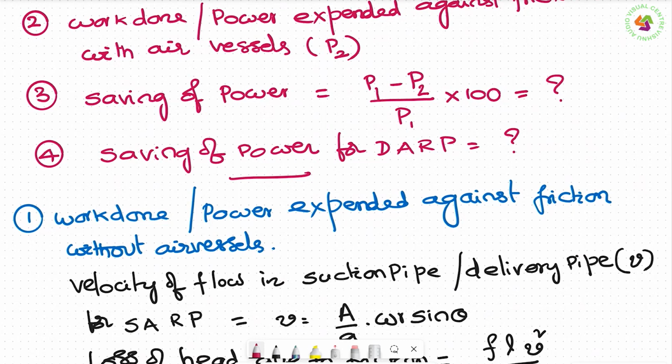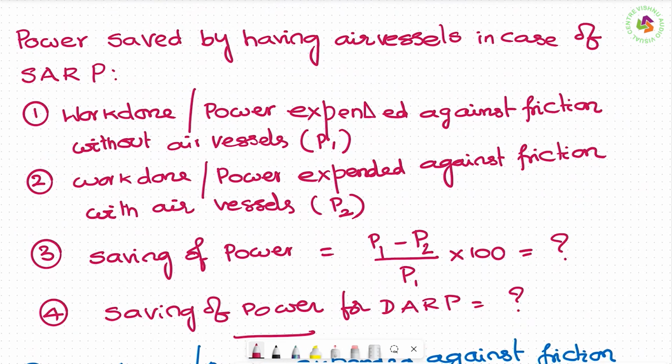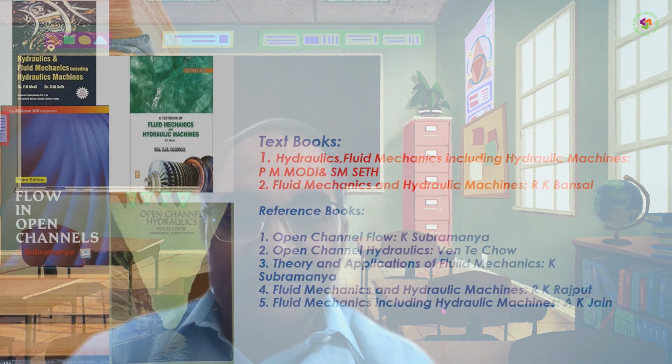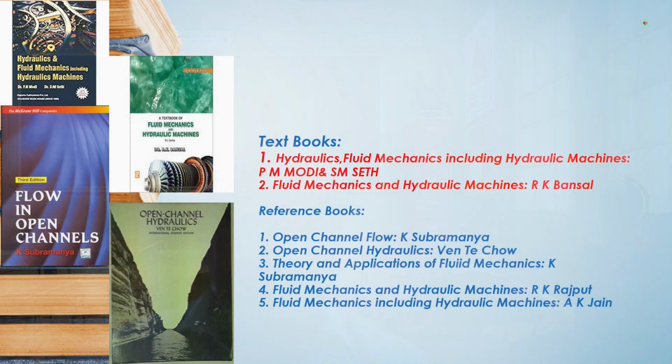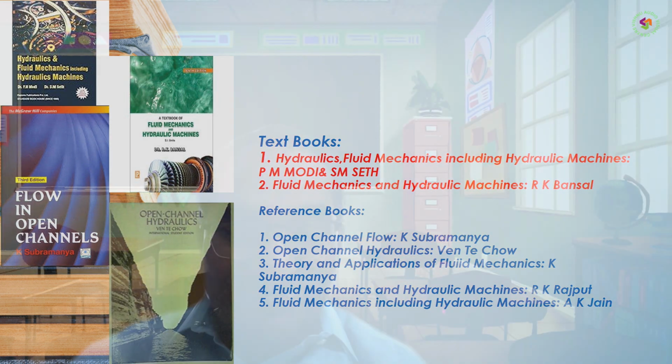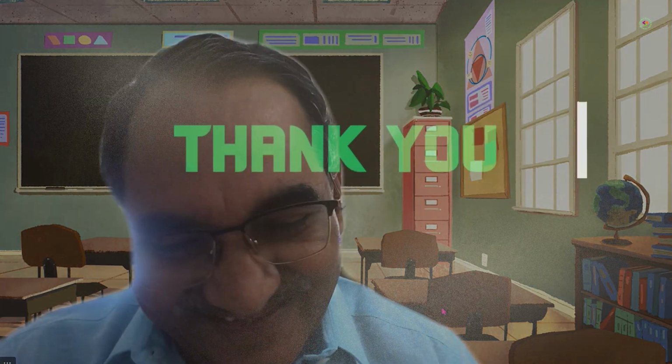So now in this lecture, we have completed it. The power saved against friction with air vessels is 84.8% in the case of a single acting reciprocating pump, and 39.2% in the case of a double acting reciprocating pump. So this completes this particular topic.